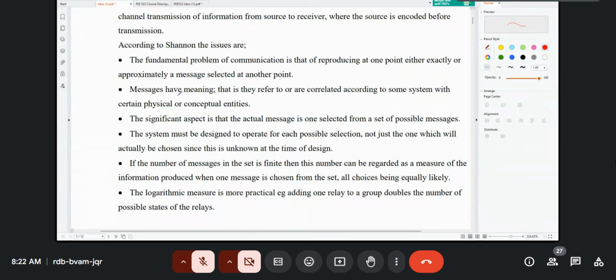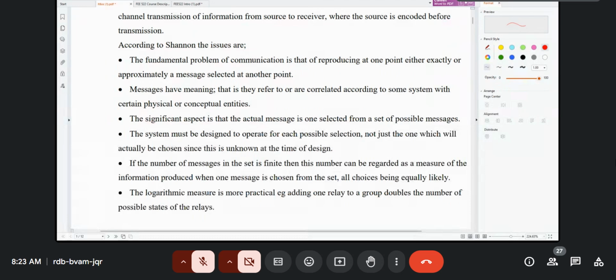I think the next point, of course, is what I've already mentioned, that the messages have meaning. That is, they refer or are coordinated according to some system with certain physical or conceptual entities. So messages have meaning. In the communication system, they will be related to some certain physical entities. I think this I've already said.